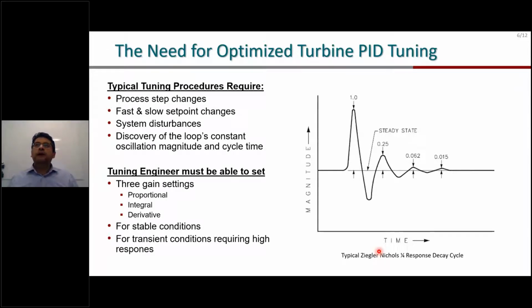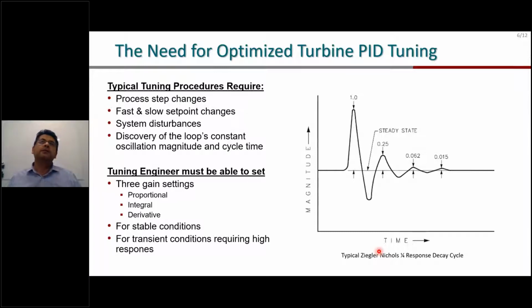It's not the only method that we use for tuning the PIDs. We use different other methods. We may use a method called the Cohen-Coon method to tune the PIDs. All these methods are designed so that, depending upon the response that you require from your turbine, that method is used.